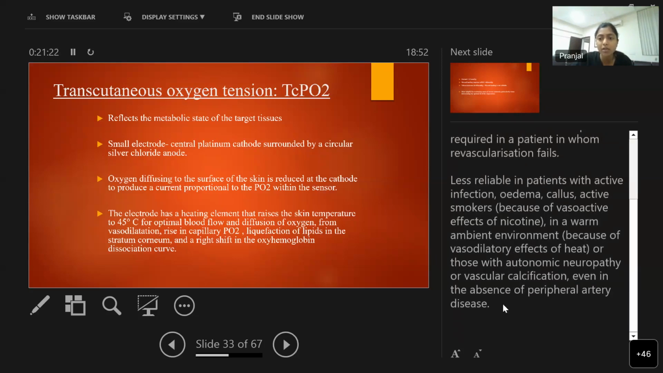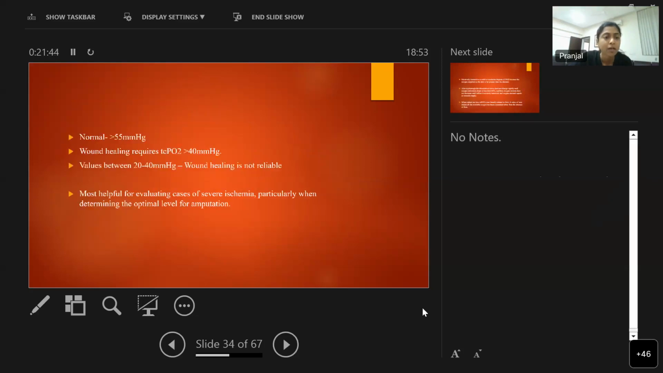TcPO2 is less reliable in patients in whom there is active infection, edema, callus, active smokers because of the vasoactive effects of nicotine, in a warm ambient environment because of the vasodilatory effects of heat, or in patients with autonomic neuropathy or vascular calcification, even in the absence of a peripheral vascular disease. The normal value of TcPO2 is more than 55 millimeters of mercury. For wound healing, you require at least 40, but when it is between 20 to 40, wound healing is considered to be not reliable.